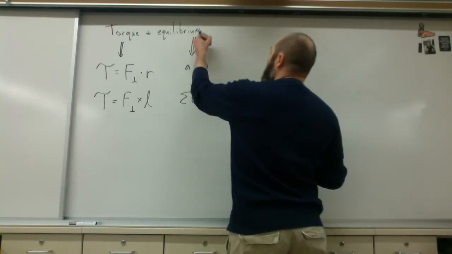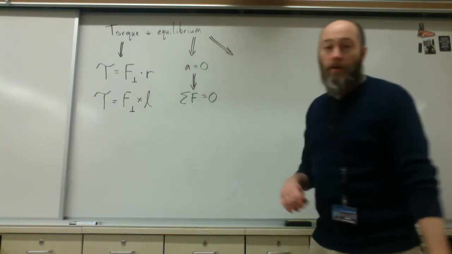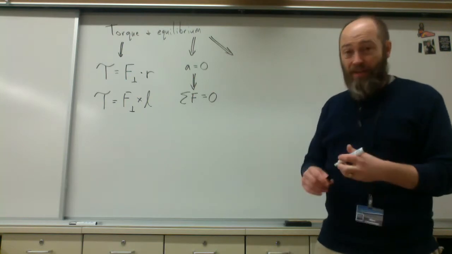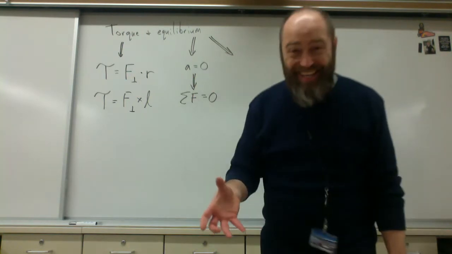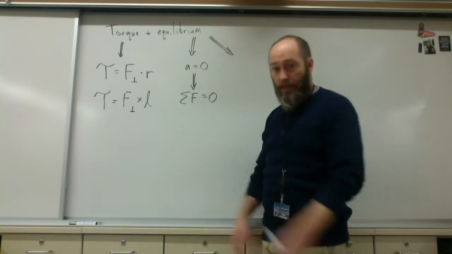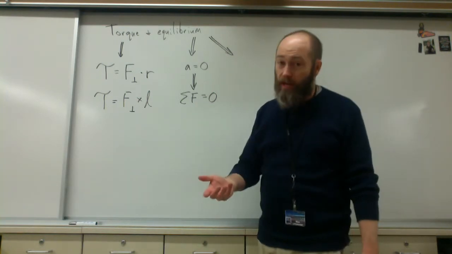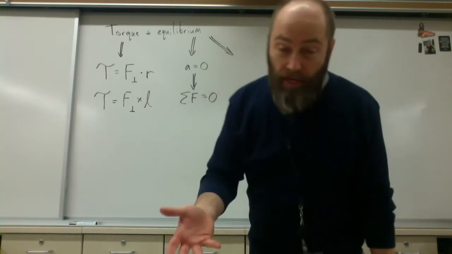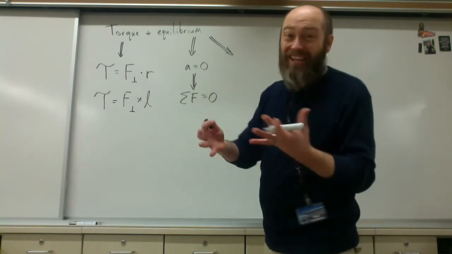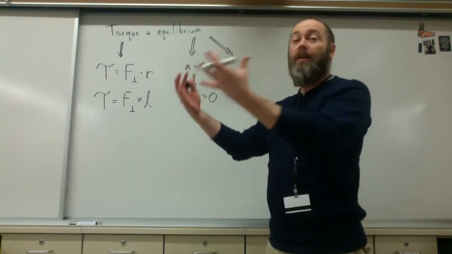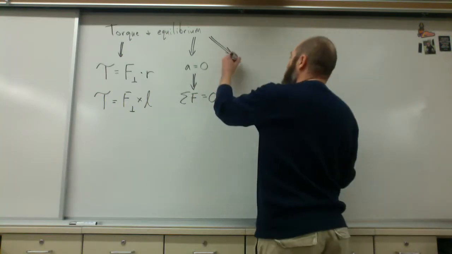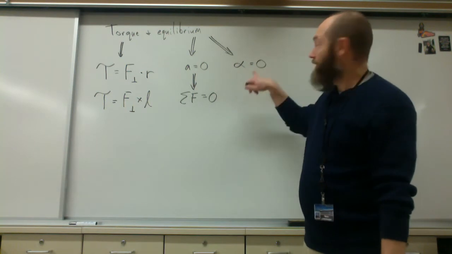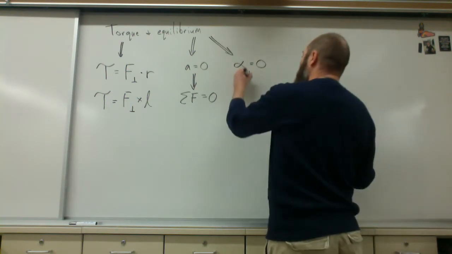The other piece of equilibrium means this: if you add all the torques up, you get nothing. What does that mean? That means if an object is not rotating, it's going to stay not rotating. If an object is rotating, it's going to stay rotating at the same rotational speed in the same rotational direction. That means that the angular acceleration, or the rotational acceleration, is zero. The symbol for rotational acceleration is alpha. So if it's not rotating, it's going to stay not rotating. Well, how does that happen?